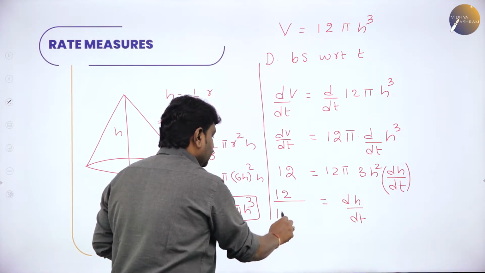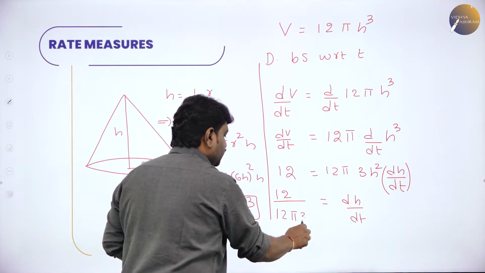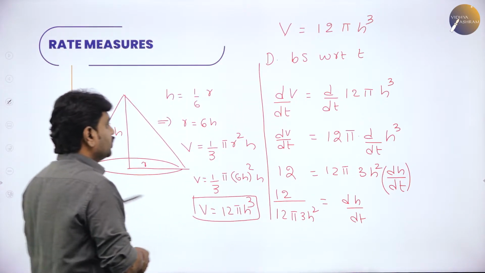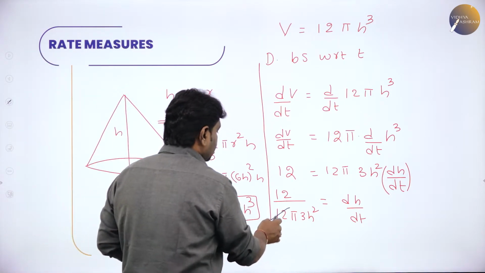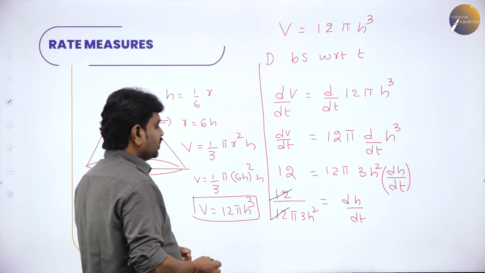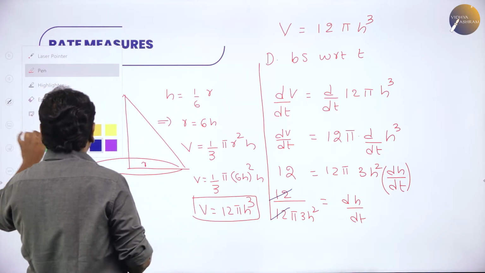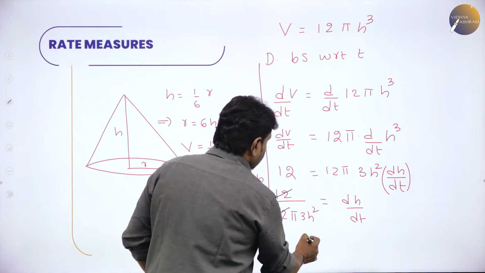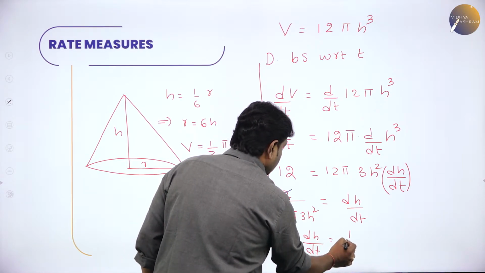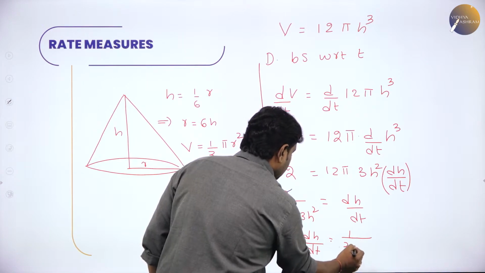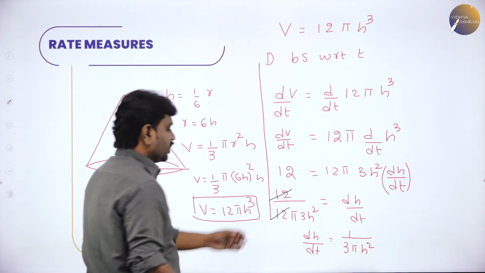12 into 12 comes to this side, so it becomes divided by 12 pi into 3h square. So now cancel the terms or simplify the terms. Now I can cancel 12 and 12. I am left with the dh by dt value now. So I'll directly write dh by dt is equal to 1/3 pi h square. So now I got the value.